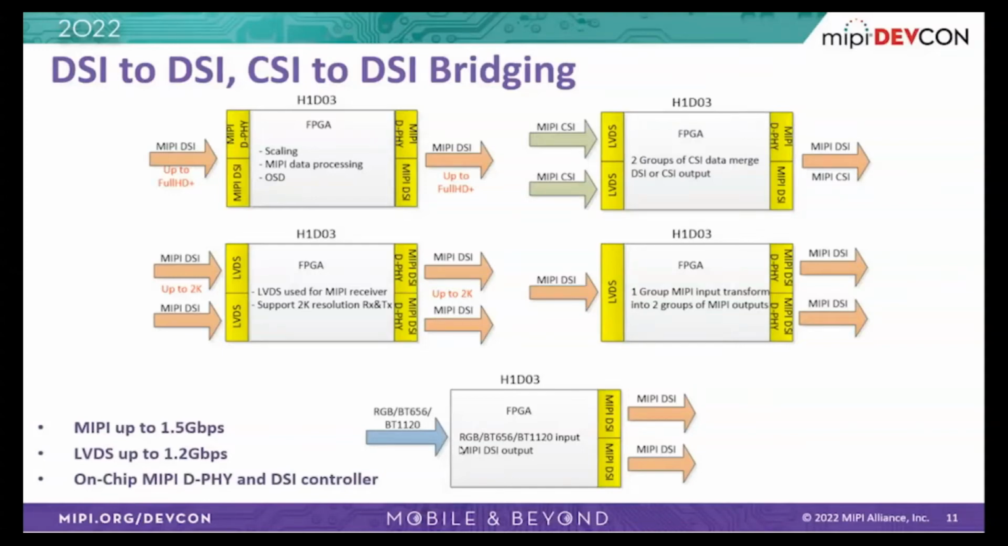And for the third one, this chip can also do 2 groups of MIPI input to another 2 groups of MIPI output. In this application, it can support 2K resolution for both receiver and transmitter. And the fourth one is 1 MIPI DSI input to 2 groups of MIPI DSI output. And the last one is where the input can be some peripheral or some parallel interface like RGB or BT656 to MIPI DSI conversion.